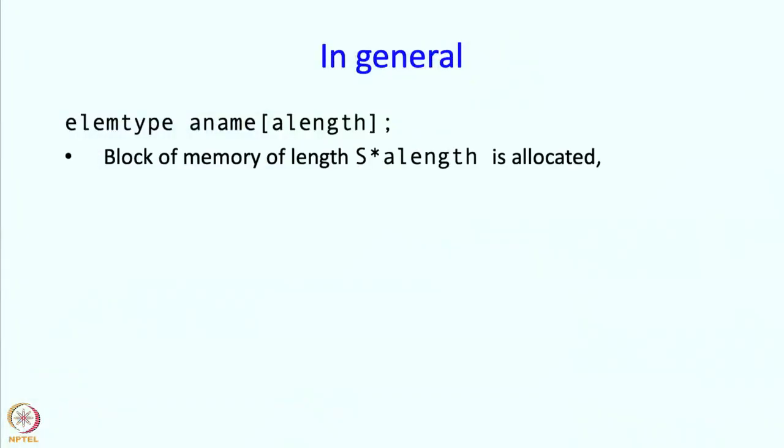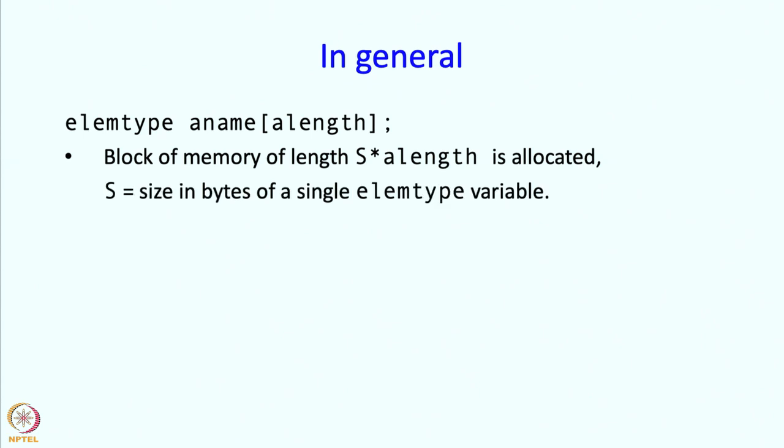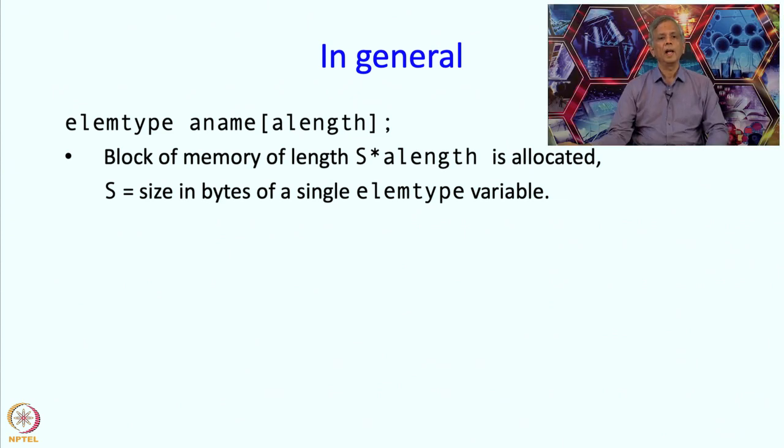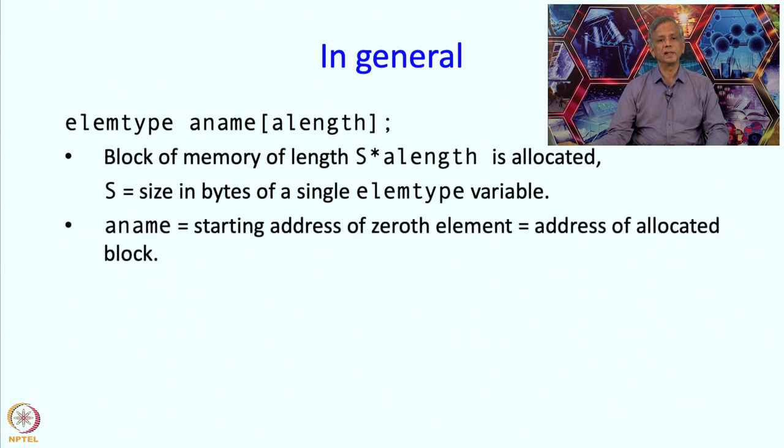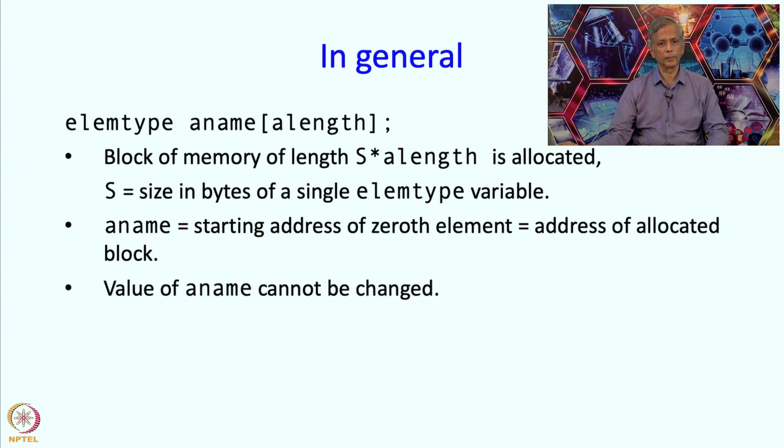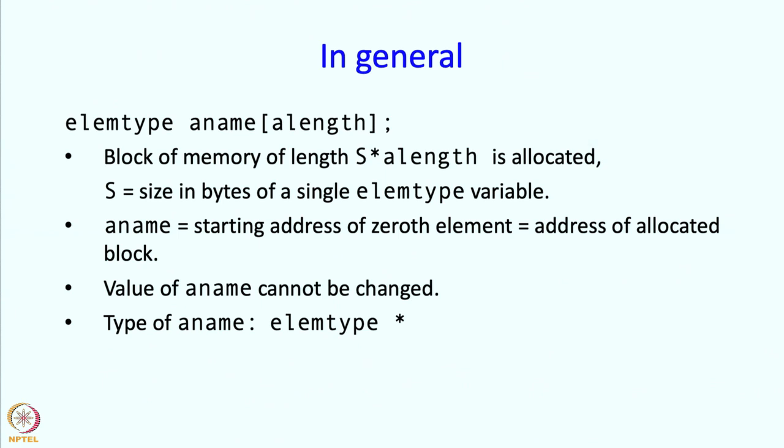In general, what happens? If you have elm type a name a length, a block of memory of S times a length is allocated, and S has to be the size of a single elm type variable. And a name then is the starting address of the 0th element, or the address of the allocated block, just like our Q example. The value of a name cannot be changed, and the type of a name is elm type star, or pointer to elm type. So this is just a generalization of what we said for our original definition int Q4.